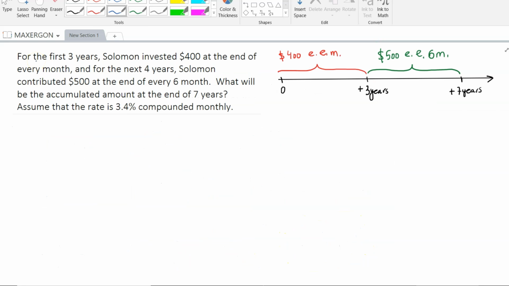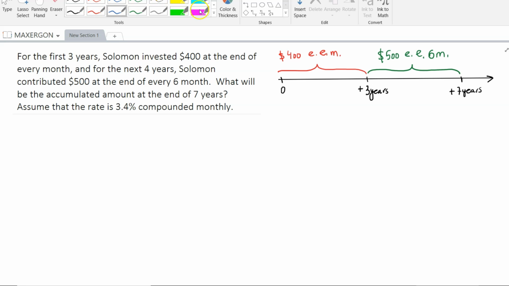For the first 3 years, Solomon invested $400 at the end of every month. And for the next 4 years, Solomon contributed $500 at the end of every 6th month. What will be the accumulated amount at the end of 7 years? Assume that the rate is 3.4% compounded monthly.